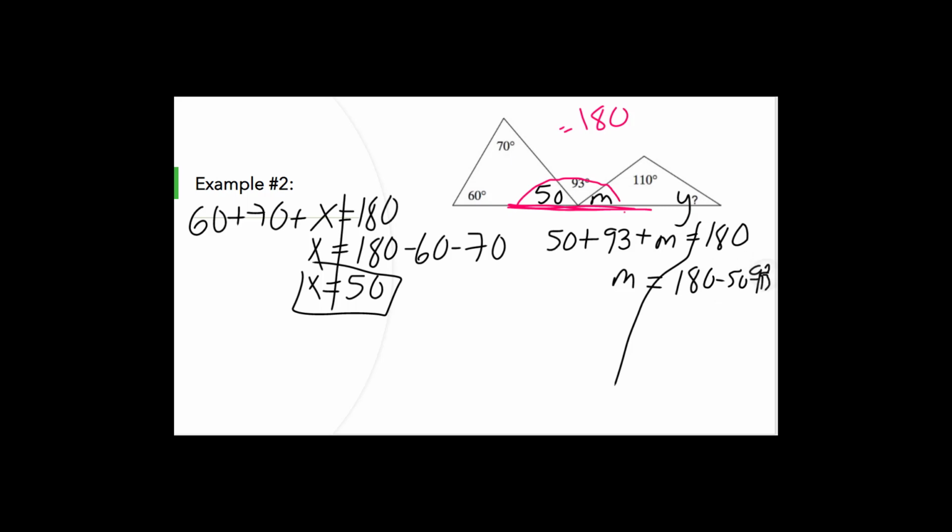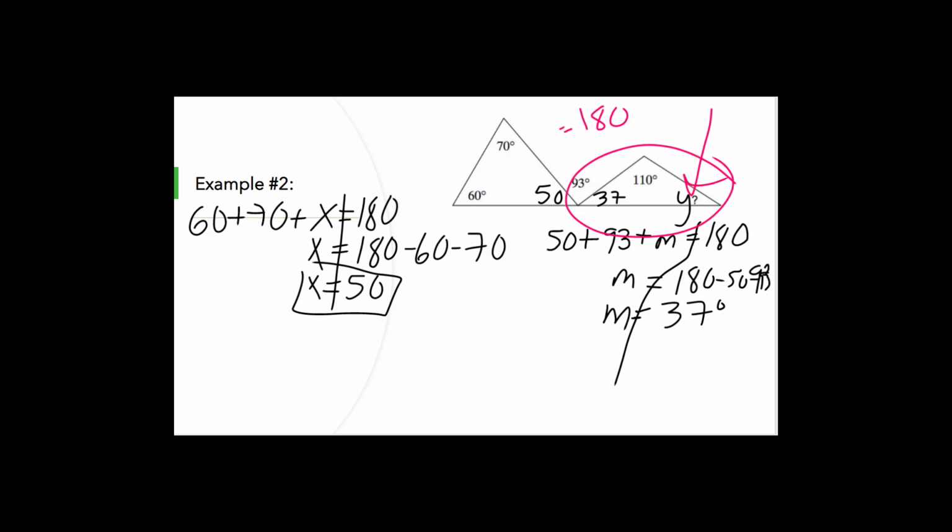Oof, that's a 93. Okay, so again, type it in. 180 minus 50 minus 93 is 37 degrees. All right, so now you know that right here, angle M is 37. Now you can solve for the angle.